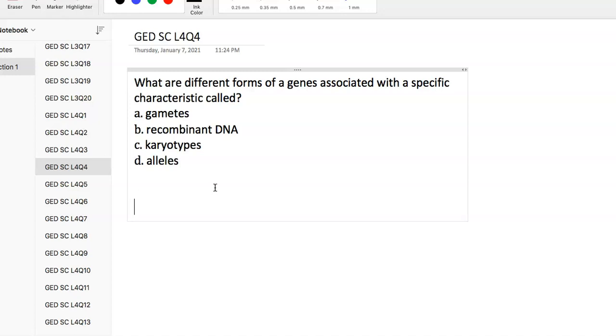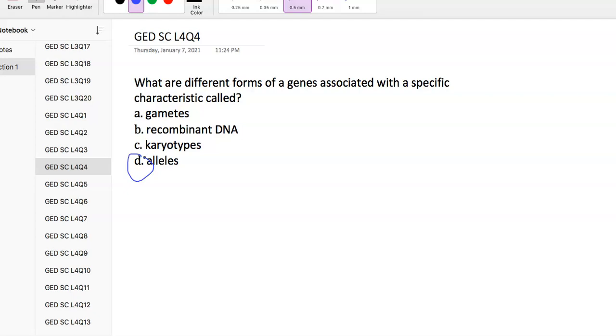Q4 on alleles. What are different forms of a gene associated with a specific characteristic called? So worded a little weird there, but that's what we want: alleles. We want to be familiar with what alleles are. They are different forms of a gene linked to specific characteristics.